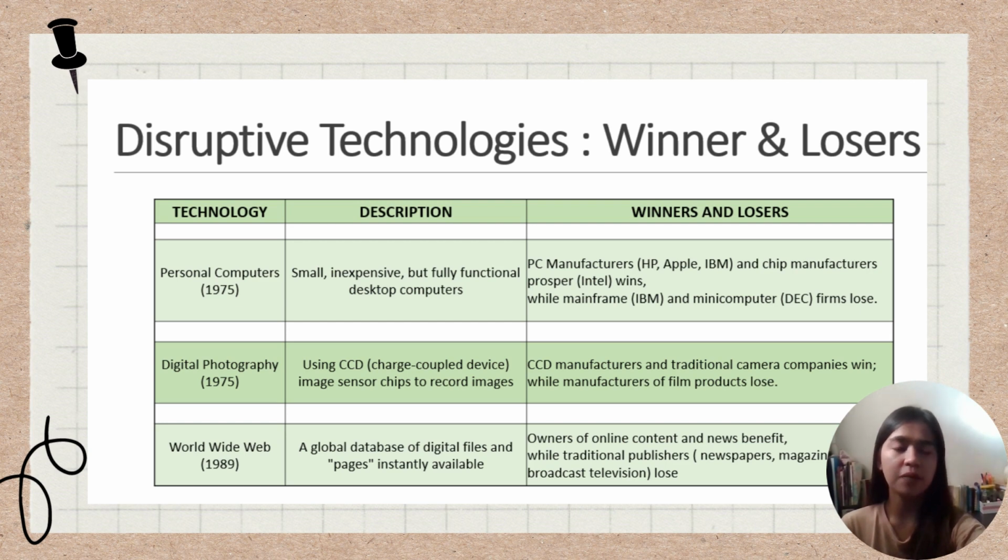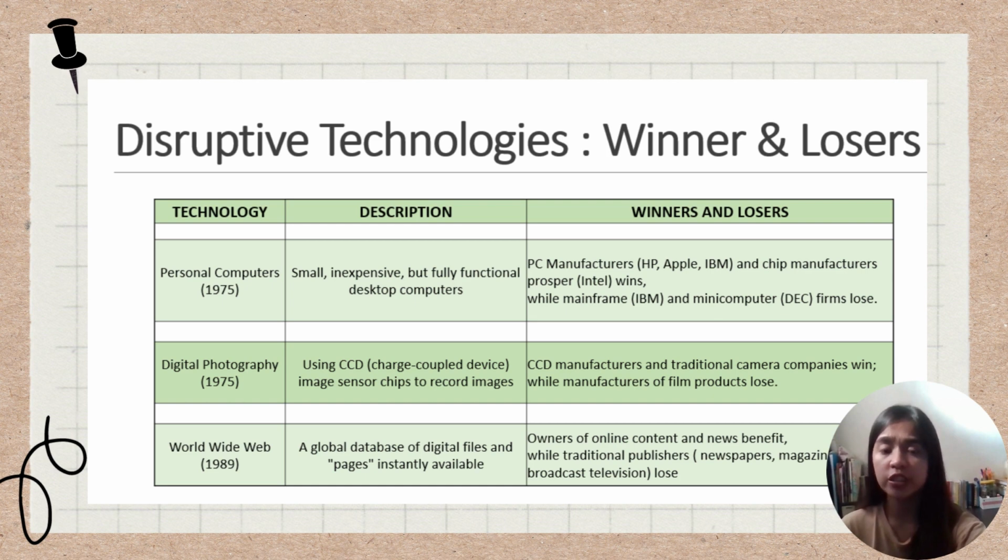So to give you an idea about this technology, I have here a table of some examples. We have the technology, the description, and the winner and loser. As I've said, disruptive technologies are substitute products that perform as well as or better, or often much better pa. So number one is the personal computer. In 1975, it was a small and inexpensive but fully functional desktop computer.